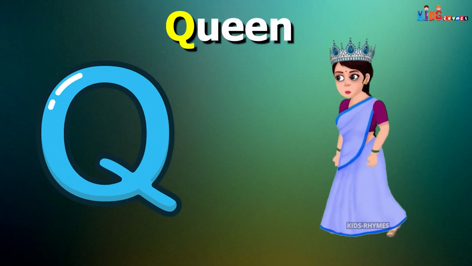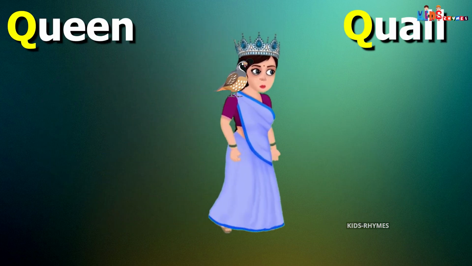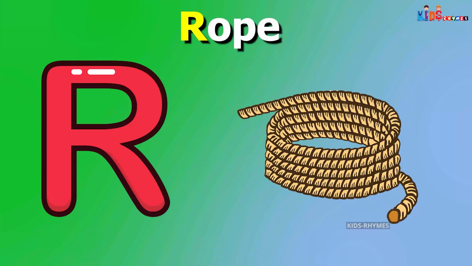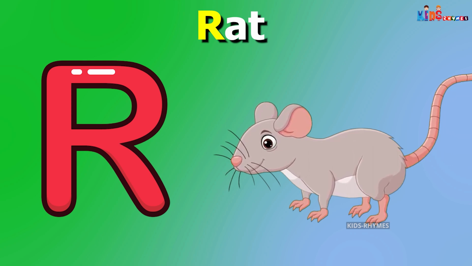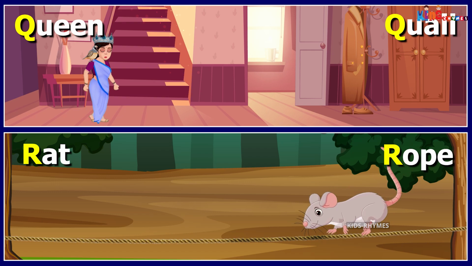Q for queen and Q for quail. Q. R for rope and R for rat. R.